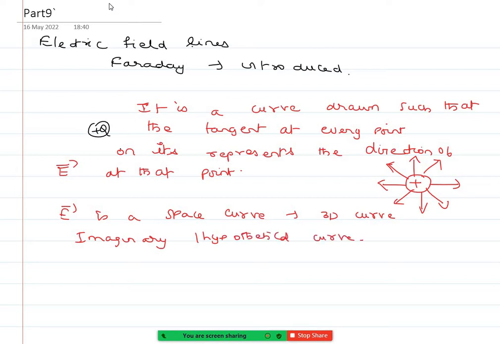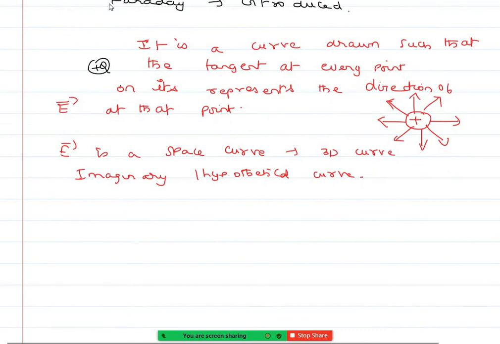What does this second point represent? The tangent at every point on it represents the direction. So if you consider that this is the electric field line, and at any point you want to find out the electric field direction, then you have to draw a simple tangent. The tangent direction will give you the direction of the electric field at that point. If you take a point A, then the electric field at A is given by this tangent.